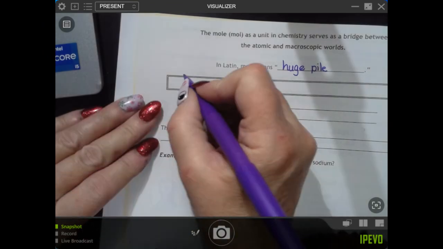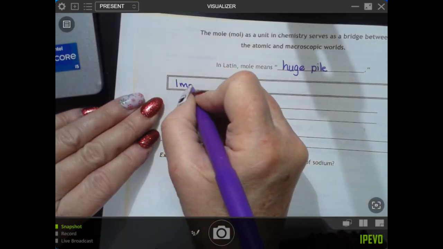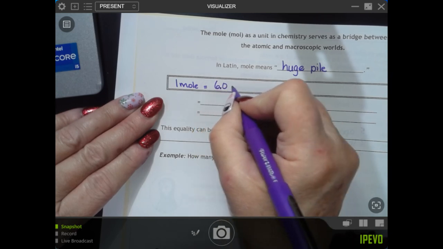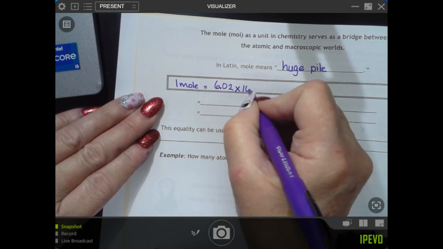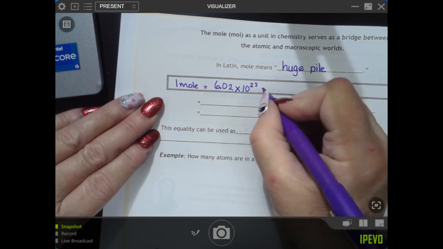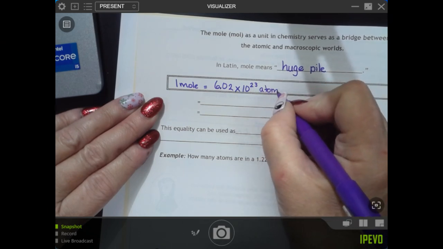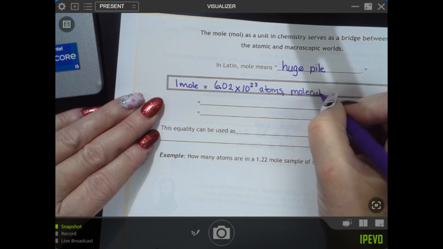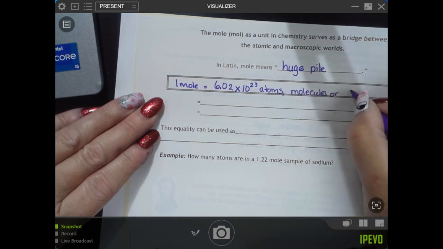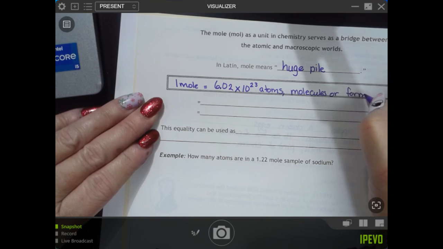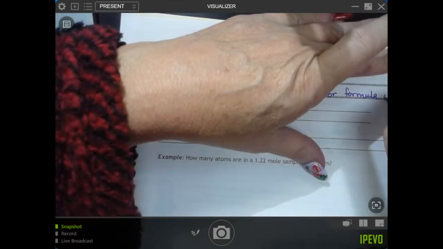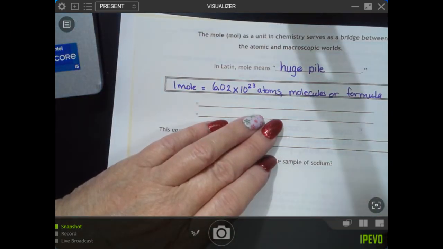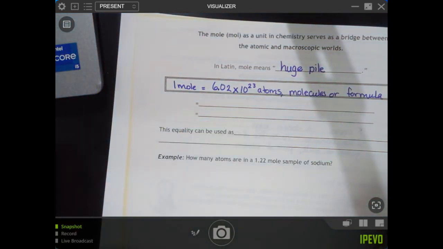Okay, here's the number that you need to know. The conversion is 1 mole is equal to 6.02 times 10 to the 23rd atoms, or molecules, or formula units. So this is a number that you need to know.